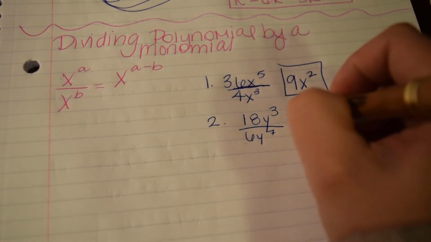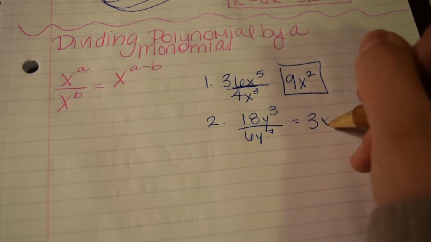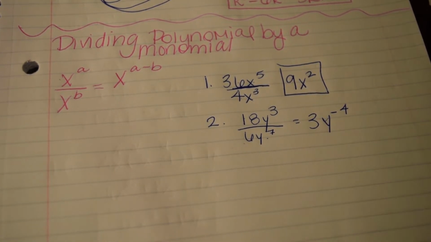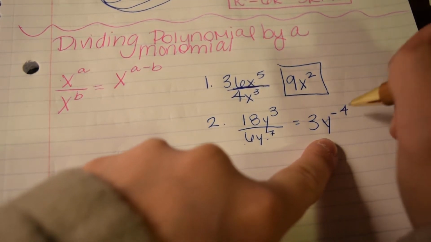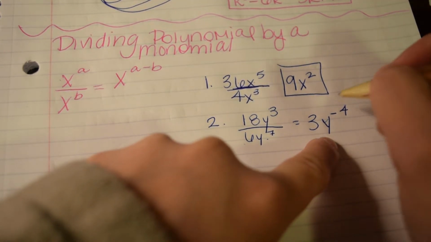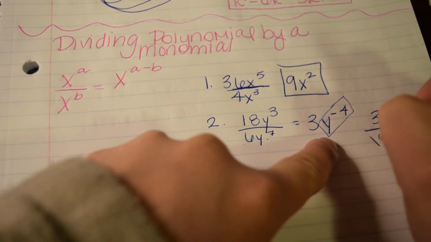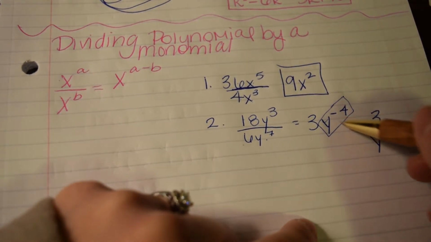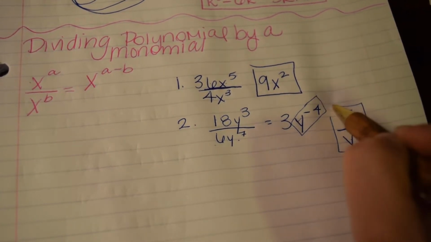18 divided by 6 is 3. y cubed divided by y to the 7th power is going to give you y to the negative 4th. We know from our negative exponent rule that if there is a negative exponent, the way we make it positive is by putting it in the denominator with its base. So the number stays up top and the variable goes down, making that exponent positive. This is called the reciprocal right here. So this is your answer. Okay.